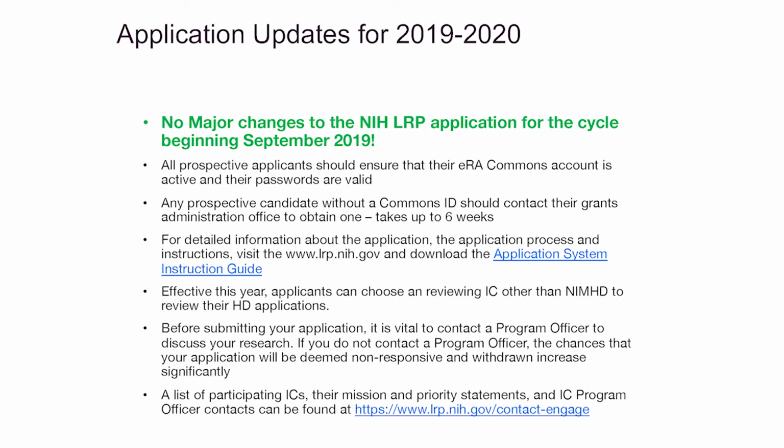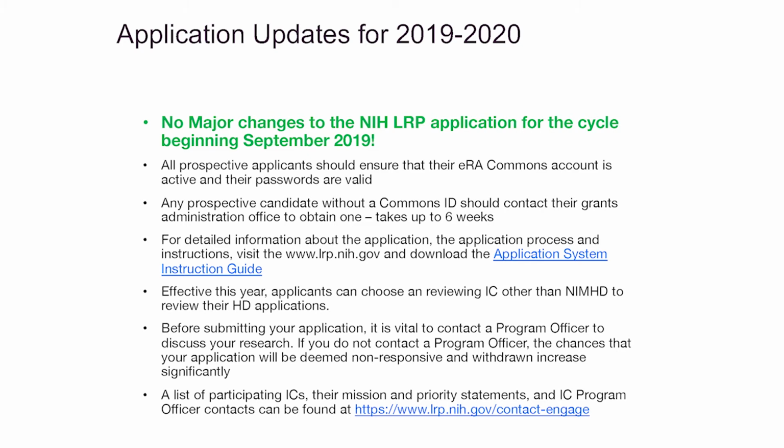If you don't know how to obtain a Commons ID, your best bet is to contact your grants office at your university or research institute. One of the grant officials there should be able to help you out and get that process started.